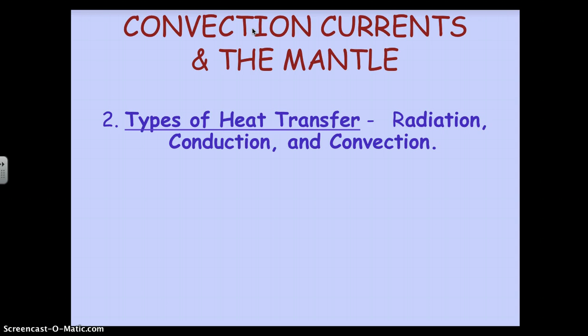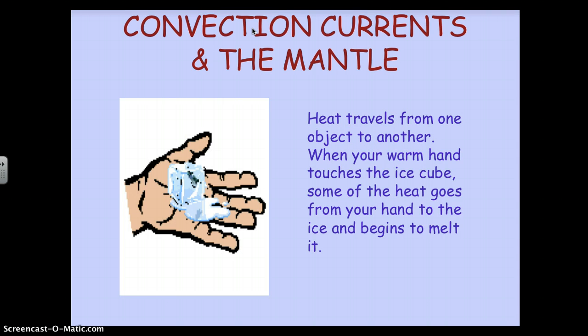The different types of heat transfer are radiation, conduction, and convection. Heat travels from one object to another. When your warm hand touches the ice cube, some of the heat goes from your hand to the ice and begins to melt the ice.